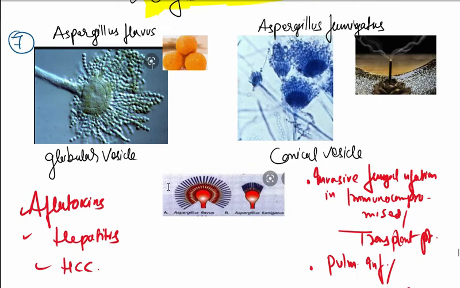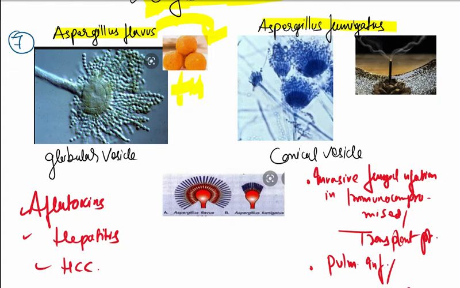In microbiology, let's see. This is Aspergillus flavus, and on the other hand this is Aspergillus fumigatus. So flavus, this is the mnemonic. Flavus is like flavor. We can think about flavor. Flavor is something about tasty. Okay, here is the laddu.